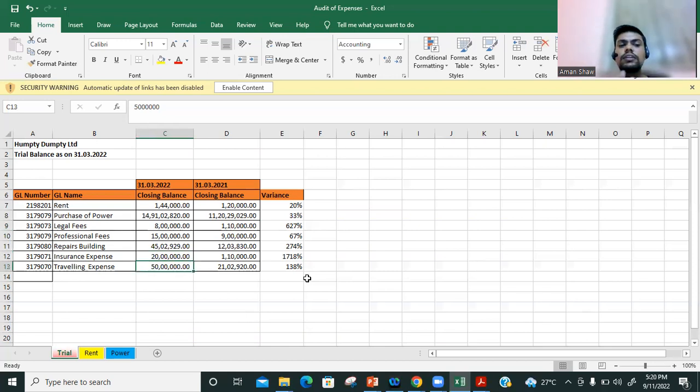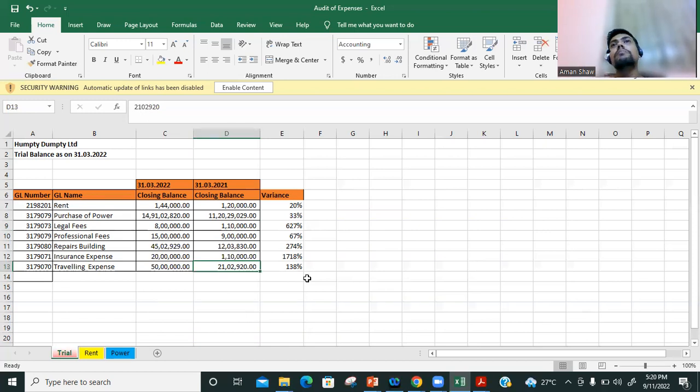Similarly, moving further, in traveling expenses, again 50 lakh rupees and last year. So what was the reason for such a high increase in traveling expenses? What is the nature of the expenses coming in this traveling expenses? Whether it relates to employee traveling and reimbursement of the same, and if it does, whether it is as per the company policy or not.